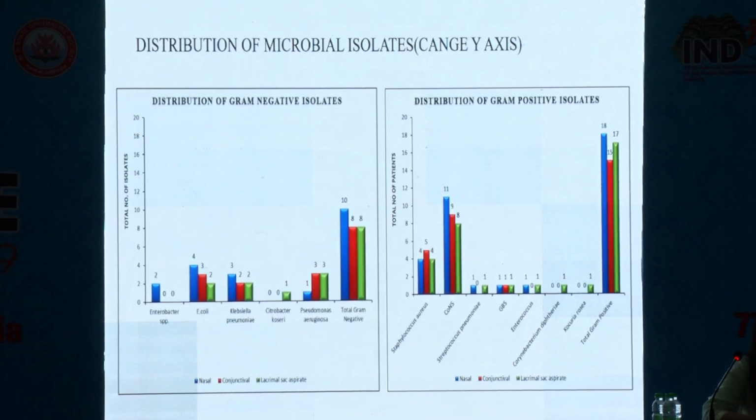The major gram-negative organisms were Klebsiella pneumoniae, others were E. coli, other Enterobacteriaceae species, Pseudomonas, Citrobacter, and in gram-positive, the major was coagulase-negative Staphylococcus, followed by Staphylococcus aureus.